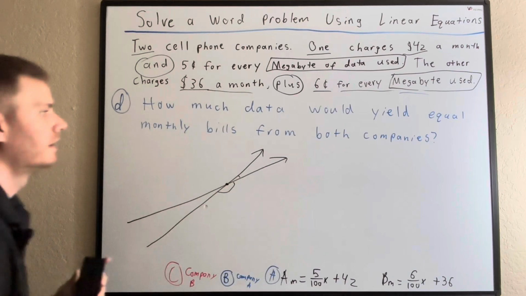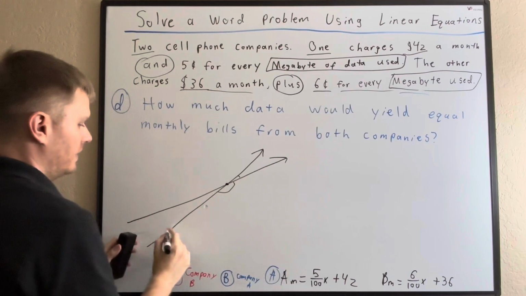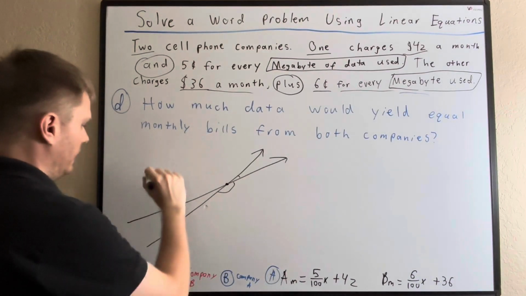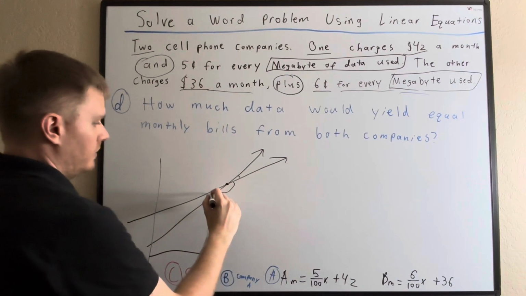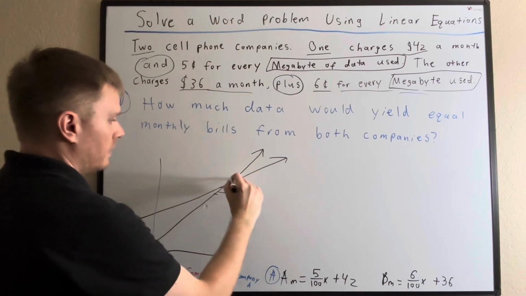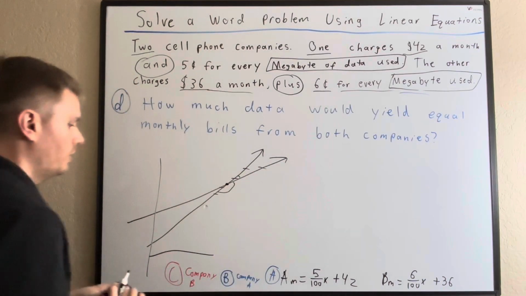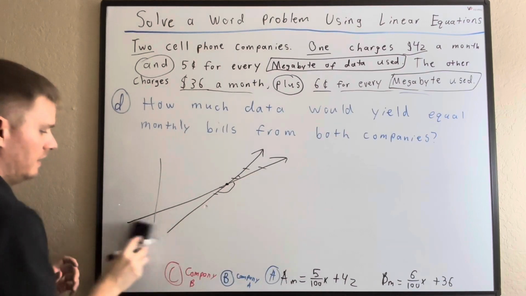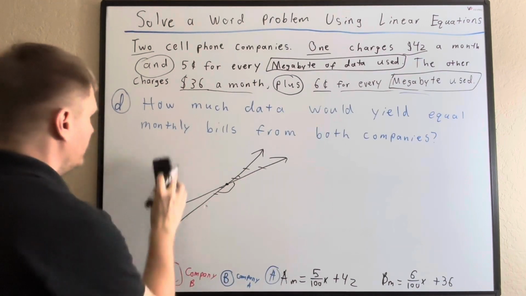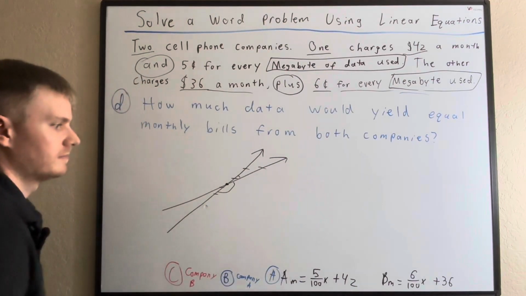But we want to know where they intersect, because where you are on that line on this graph is your monthly bill, right? Wherever you're at on the lines is your monthly bill. So we want to know where they intersect. Well, how do we figure that out? Well, there's a neat little trick to figuring out the intersection.